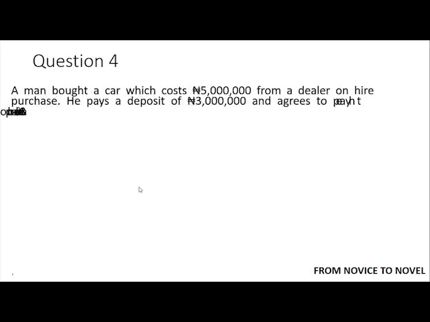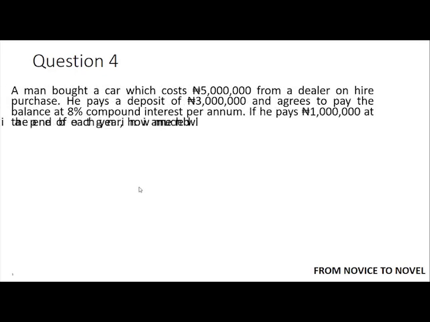A man bought a car which cost 5 million naira from a dealer on hire purchase. He pays a deposit of 3 million naira and agrees to pay the balance at 8% compound interest per annum. If he pays 1 million naira at the end of each year, how much will be remaining to be paid after 2 years? Now, what differentiates compound interest from simple interest is the fact that the interest is accumulating.